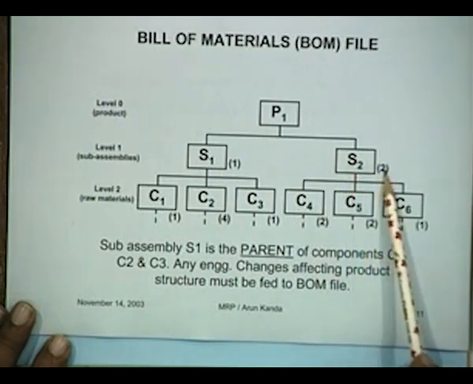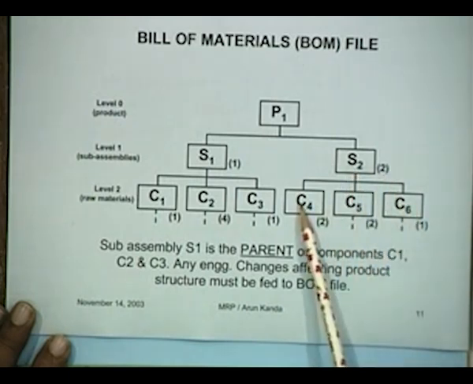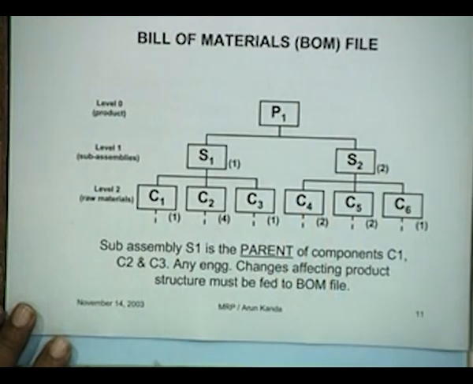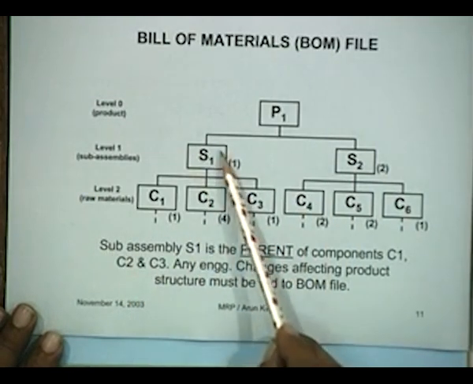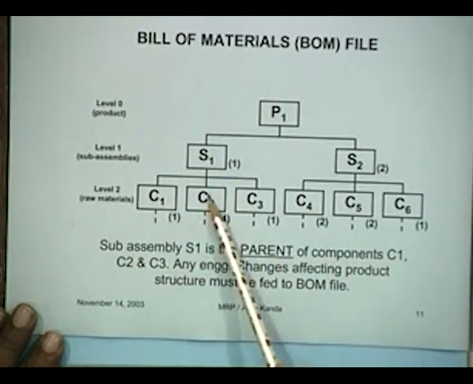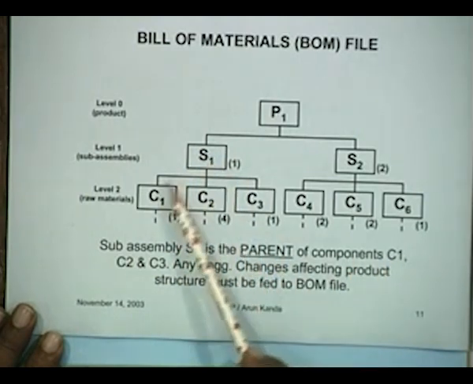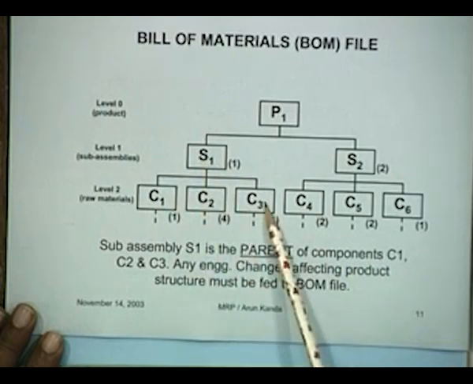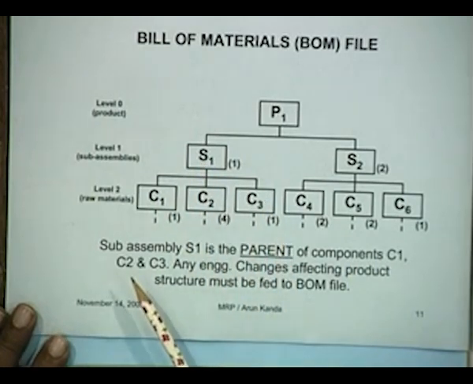So since we need 2, we will have to double this particular value here. That is the notation. Then of course the sub-assembly S1, which is shown here, is said to be the parent of components C1, C2, C3. So this is the parent, and these are the 3 components.